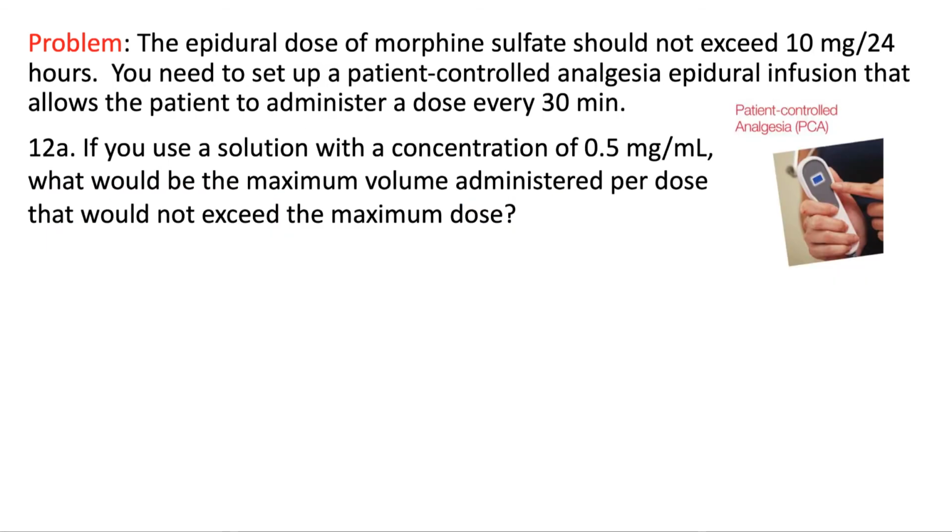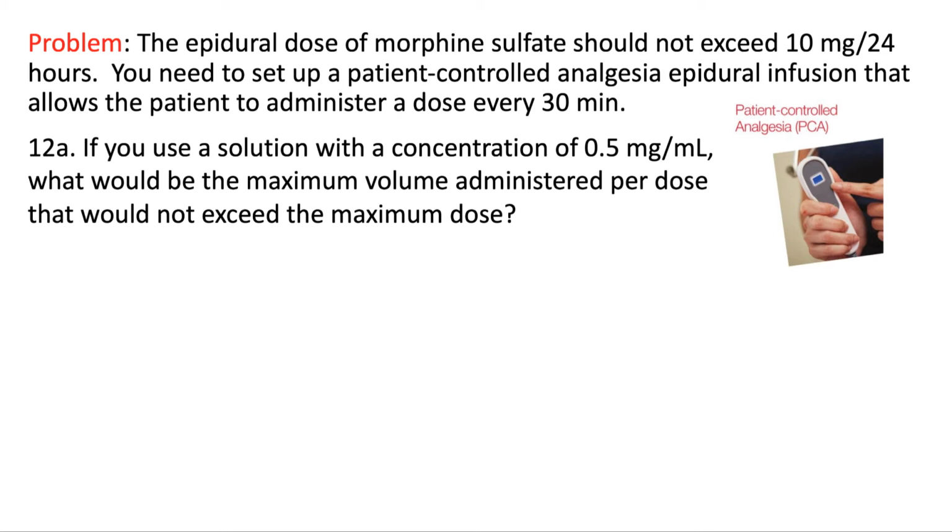All right, we're about halfway through this lecture, so I assume by now some of you are feeling a fair amount of pain, so I thought it would be a good time to try to give you a question on morphine sulfate and pain relief. So this question says, the epidural dose of morphine sulfate should not exceed 10 milligrams in a 24-hour period. The reason we need to know that is we're trying to set up a patient-controlled analgesia pump. So a PCA, patient-controlled analgesia, is a pump that allows the patient to hit the button every time they need some pain relief. So if they've got some pain, they hit the button and a certain dose will be administered.